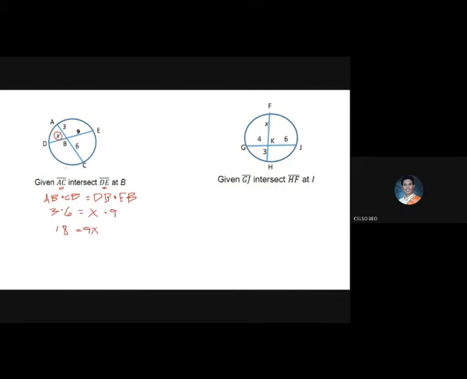Now, the only thing we need is to solve for the value of x. We need to divide both sides by 9 to remove the numerical coefficient beside our variable x. So let's divide both sides by 9. Therefore, 18 divided by 9, the value of x here is equal to 2.